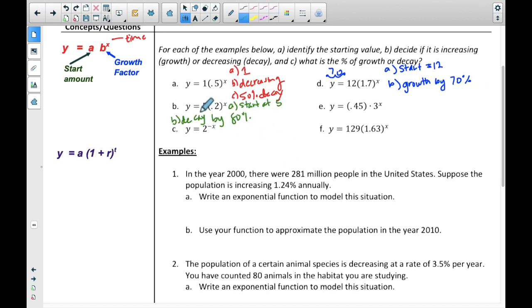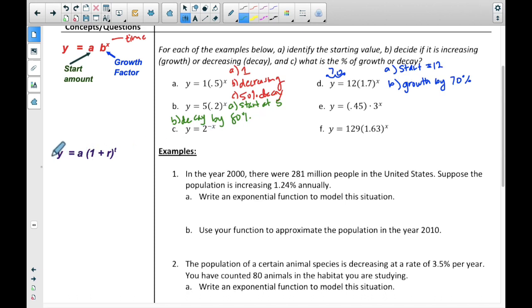Okay, the next problem, we can see that it starts at 5 and it is decay because it's less than 1. Since it's less than 1, it is going down. And then how much is it going down? Well, it's only keeping 20%. If it's keeping 20%, that means the decay must be 80%.